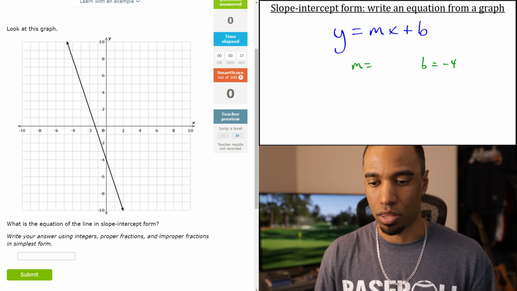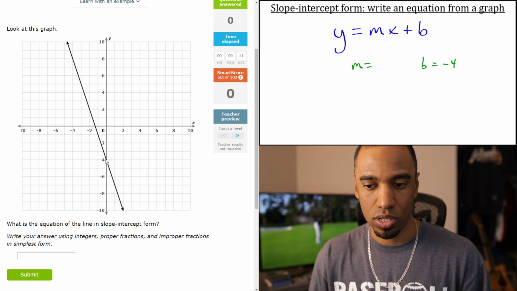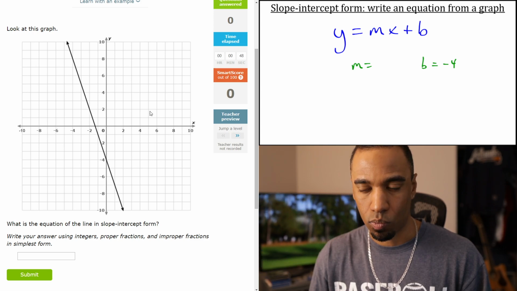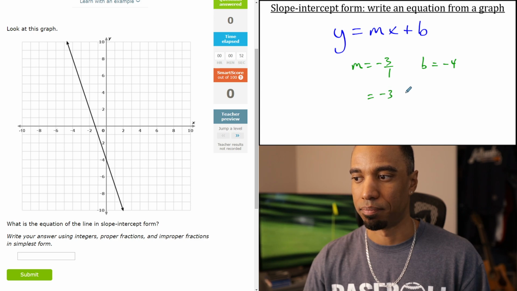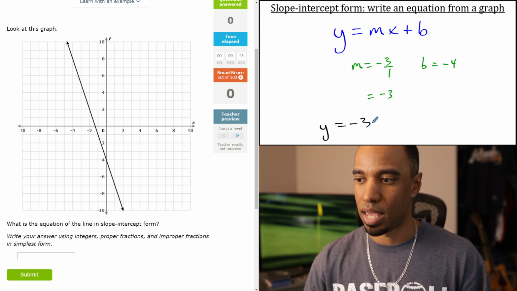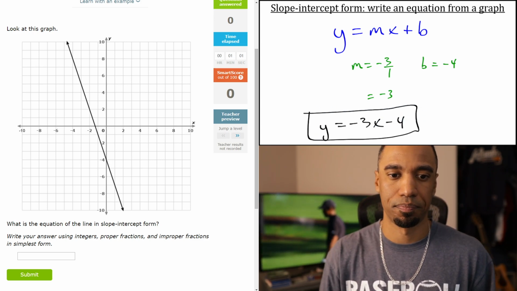You take another known point here. So 0, negative 4 is a point I should use, and I should use any other point around it, like that one, or this one. I'll go ahead and use this one. From negative 4, I go down 3 and right 1. So my slope is negative 3 over 1, which is negative 3. So my equation will be y equals negative 3x minus 4. Y equals negative 3x minus 4.